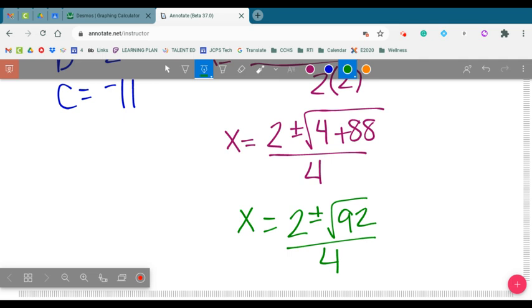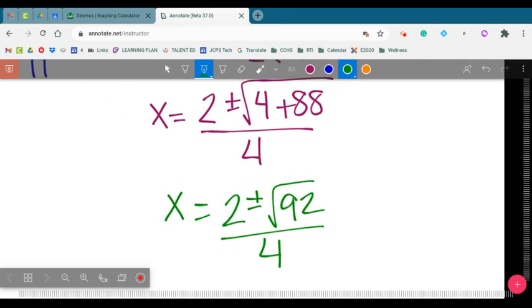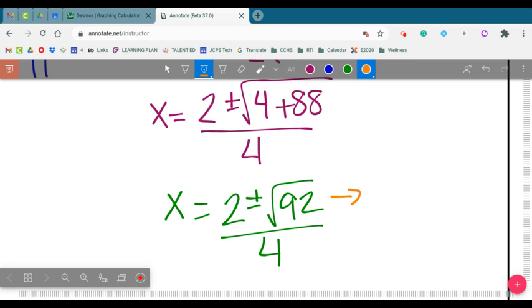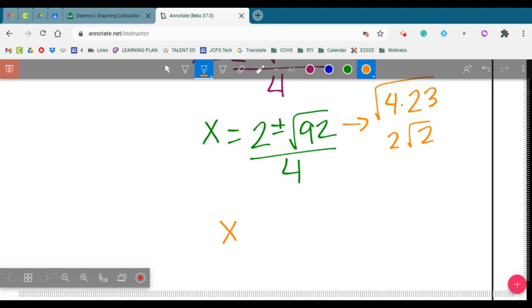So I want to think about this radical. Can you simplify 92? So I'm going to start with 92 divided by 4. You get 23 and 4, and you know there's nothing that can go into 23. So 92, you can get 4 times 23. So you get 2 square root of 23. So we're going to replace that. So you get x equals 2 plus or minus 2 square root of 23 divided by 4.